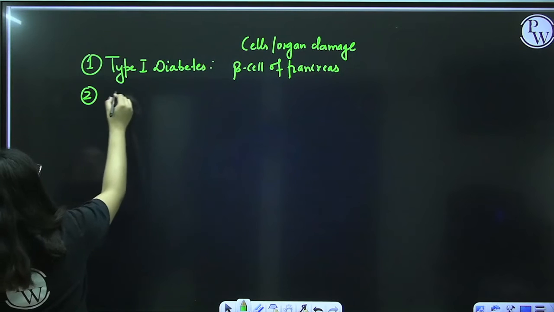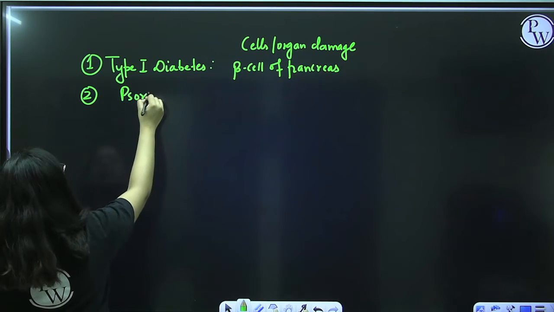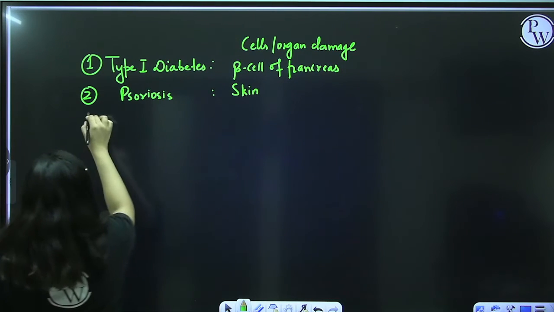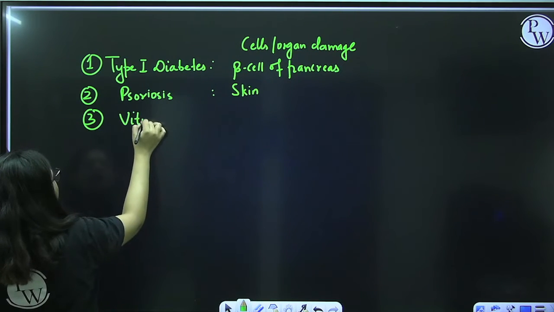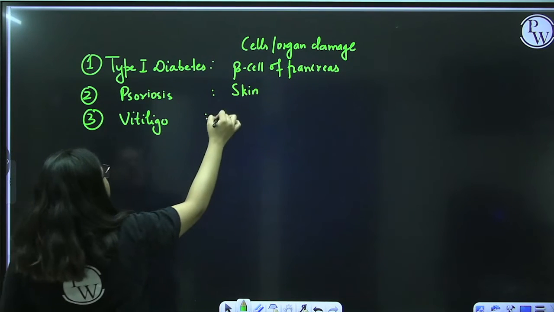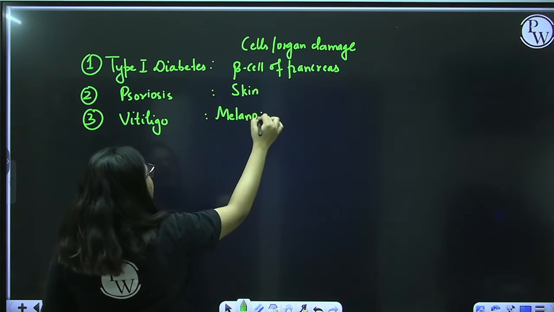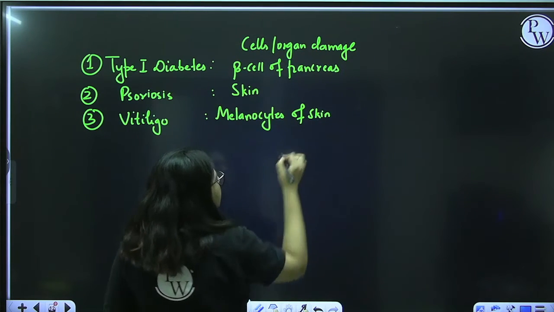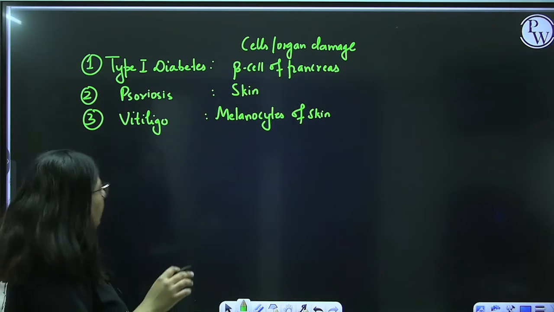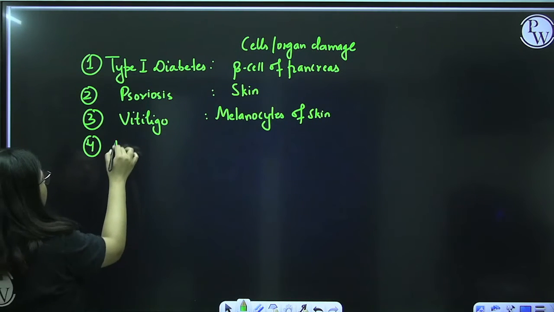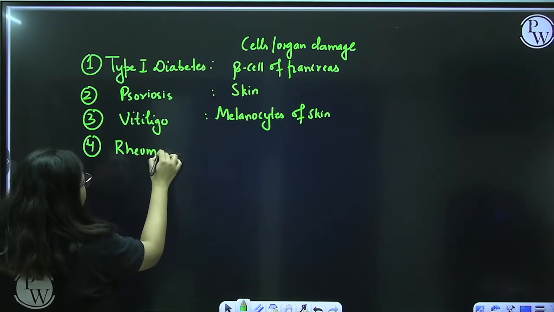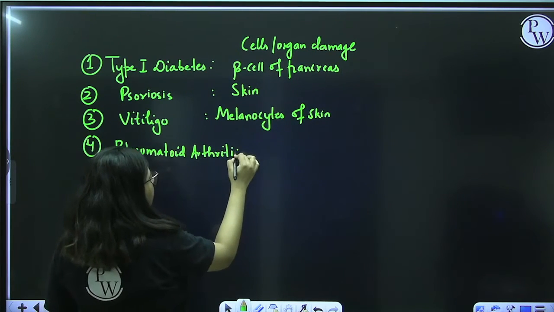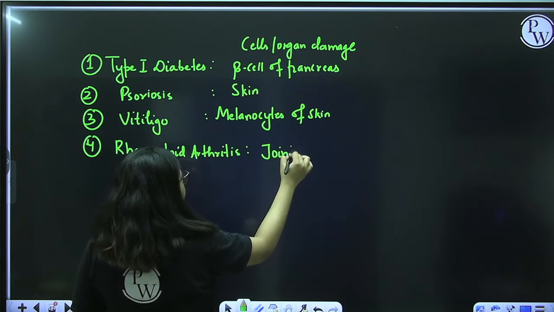The second disease is psoriasis, which we discussed yesterday also. Here the skin cells are destroyed. Then we have vitiligo. Here also the skin cells, but which cells? Melanocytes, the melanin secreting cells. Melanin is a pigment. They are destroyed, and that's why somewhere the skin is pigmented, somewhere it is not. Then the fourth one we have is rheumatoid arthritis. In rheumatoid arthritis, your joints are affected.